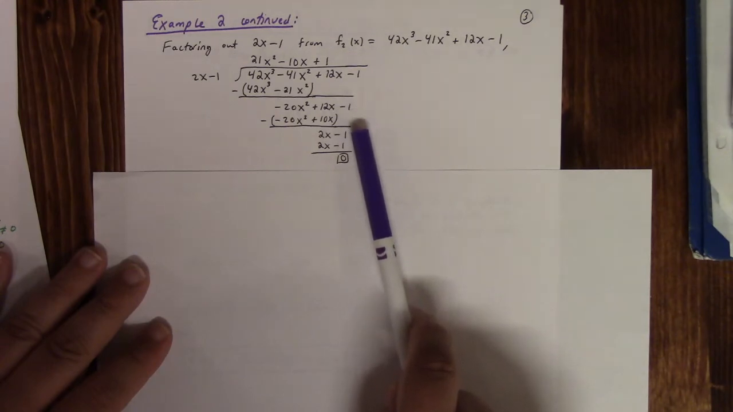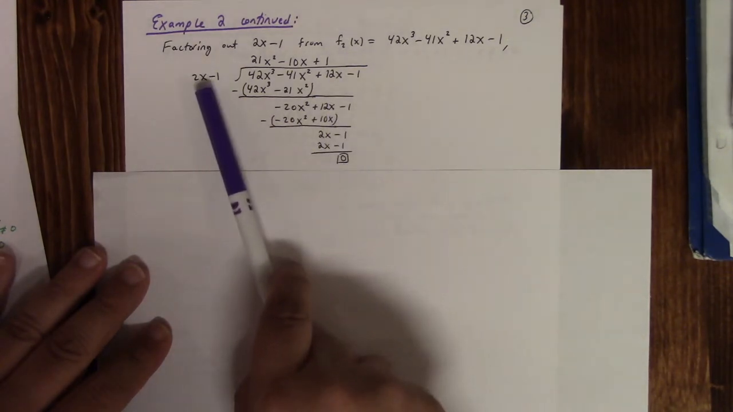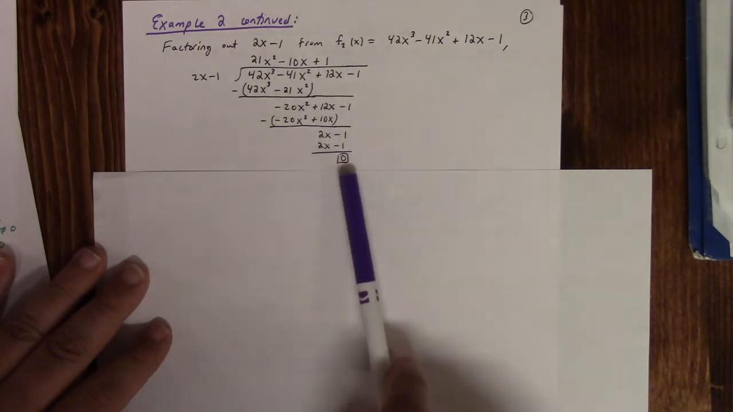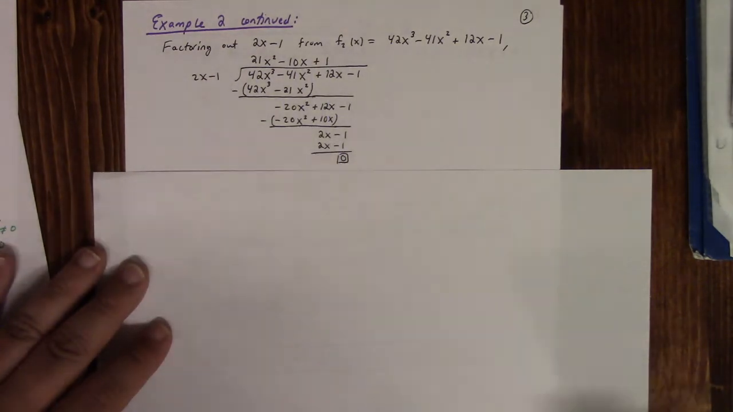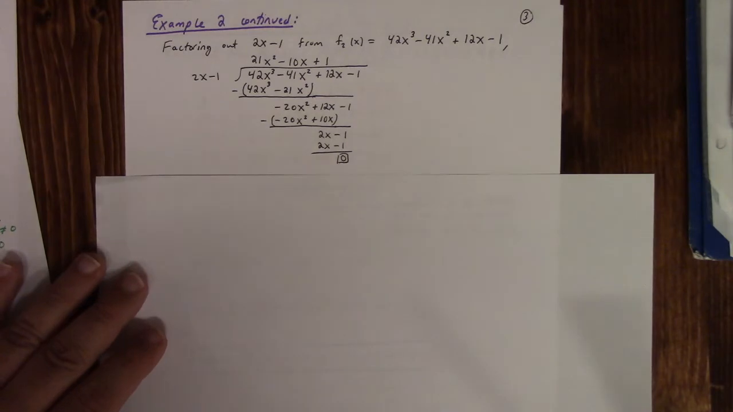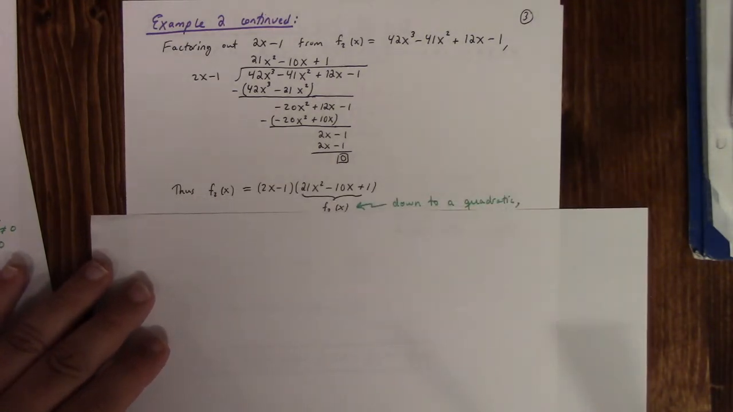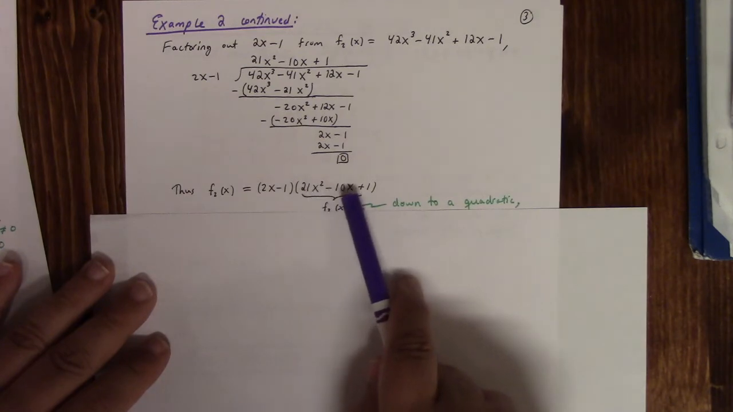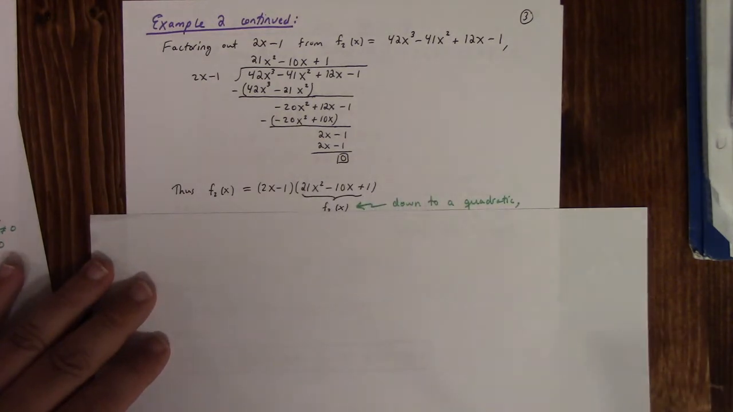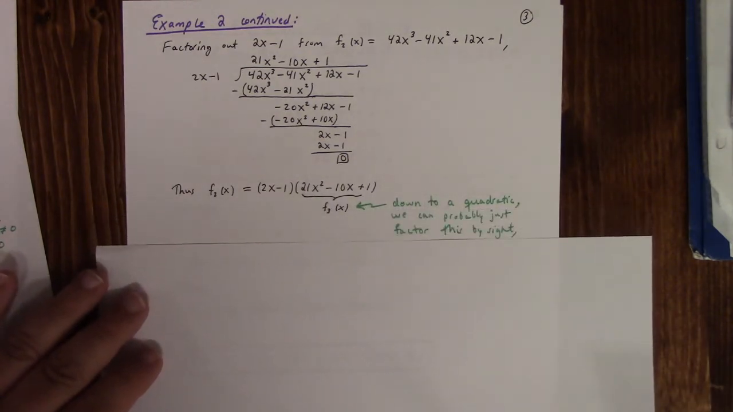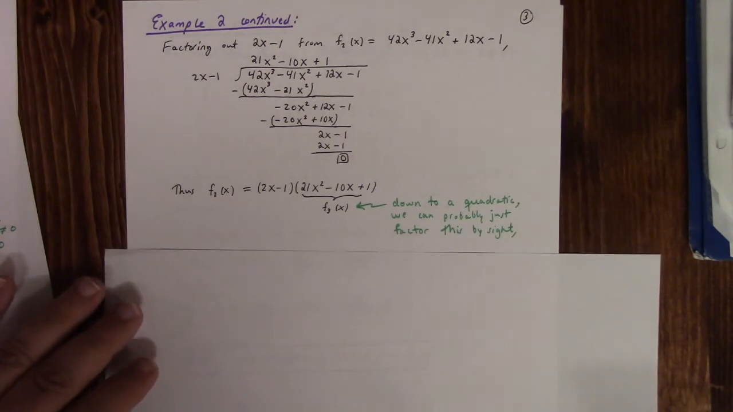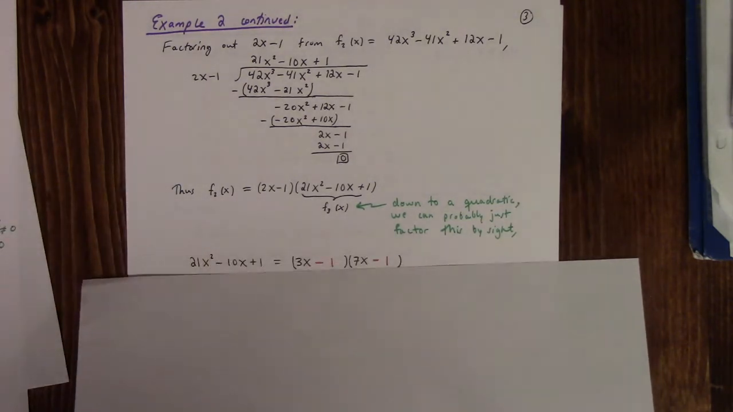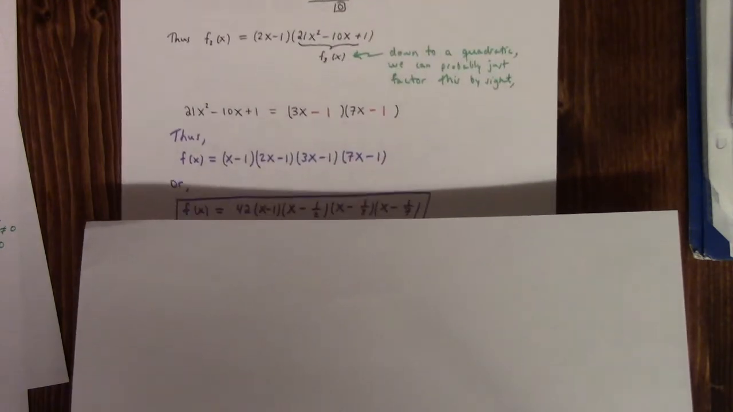And so you subtract, you get 2x minus 1, which is good because that's what we have here, so we just need plus 1 to cancel that out. And there you have it. We have factored the f2 of x. So we factored f2 of x into 2x minus 1 times 21x squared minus 10x plus 1. We're down to a quadratic, which means we could complete the square, or we could possibly just factor it by sight. I think I choose to factor it by sight here because it just was pretty clear.